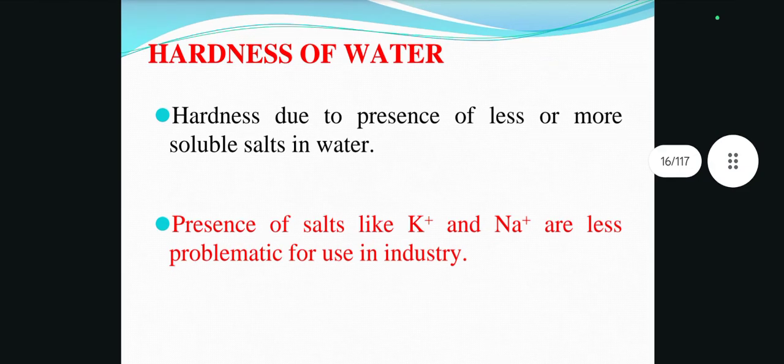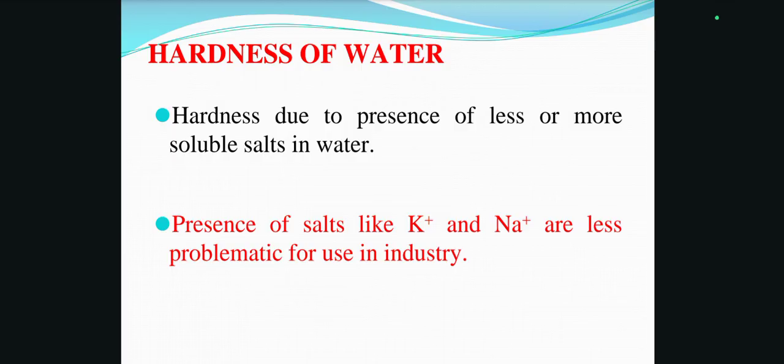Now we will see hardness of water. What is meant by hardness and how water becomes hard, that we are going to discuss. Now here, hardness is because of the presence of dissolved salts, either in less amount or in more amount. Hardness is due to the presence of dissolved, or you can say soluble salts. Now the concentration of salts will be less or will be more, so concentration doesn't matter. If salt is present in water, then that water will become hard.